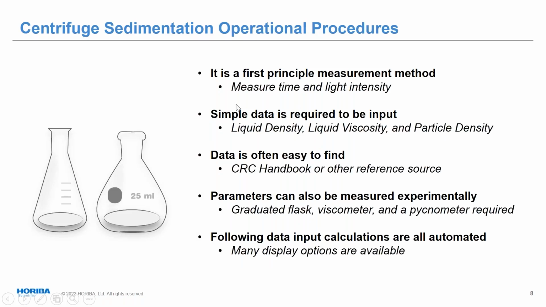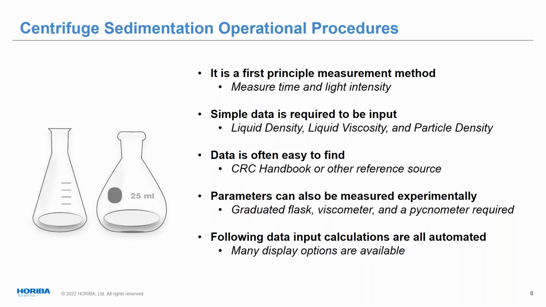Okay, so in the operation, here's again, we're going back to what we input as well as what's going to come out. As we mentioned earlier, we're going to be measuring time for settling. That, from Stokes' Law, will give you size, and light intensity over time will give you, from Beer's Law, the concentration. Now, we showed you the 3 parameters you need to input.